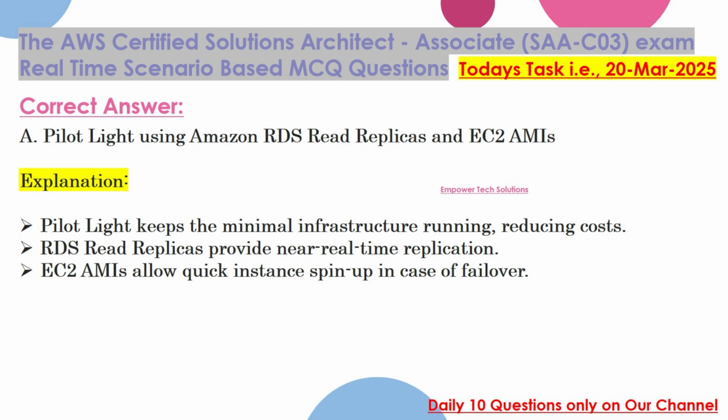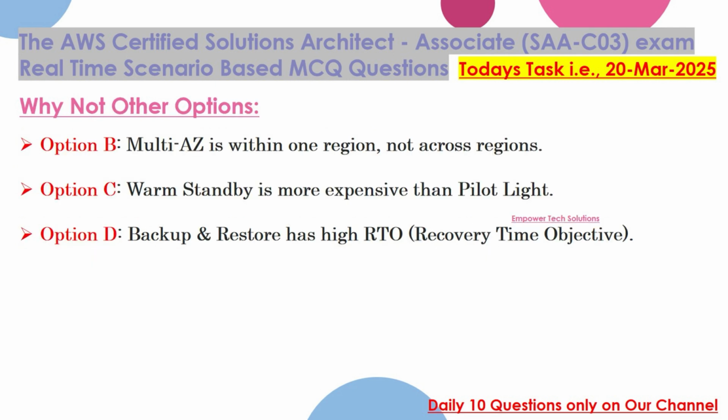Explanation: Pilot light keeps the minimal infrastructure running, reducing costs. RDS read replicas provide near real-time replication. EC2 AMIs allow quick instance spin-up in case of failover. Why not other options? Option B, Multi-AZ is within one region, not across regions. Option C, warm standby is more expensive than pilot light. Option D, backup and restore has high RTO, recovery time objective.